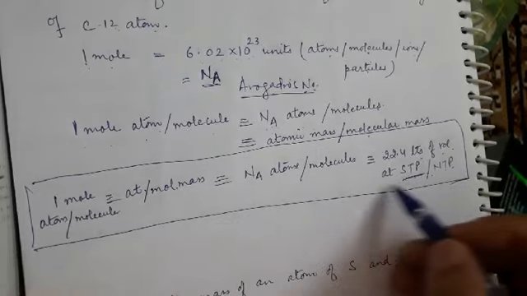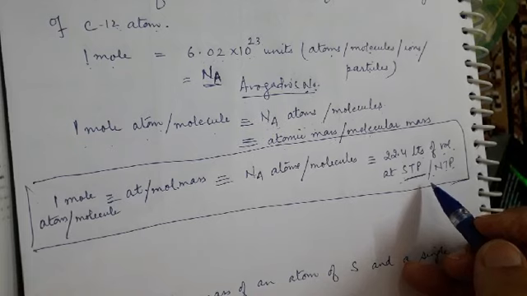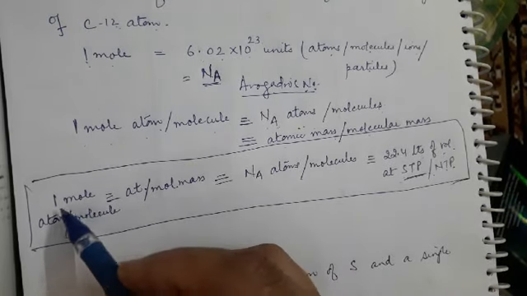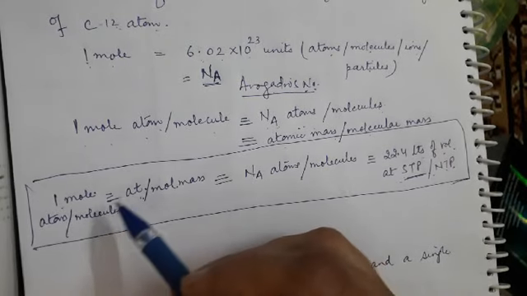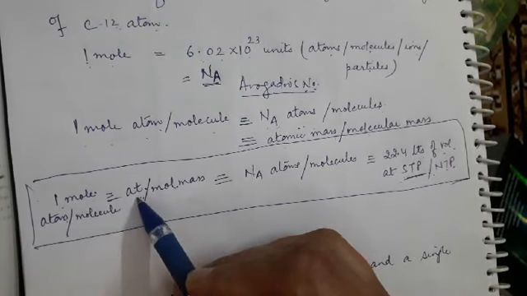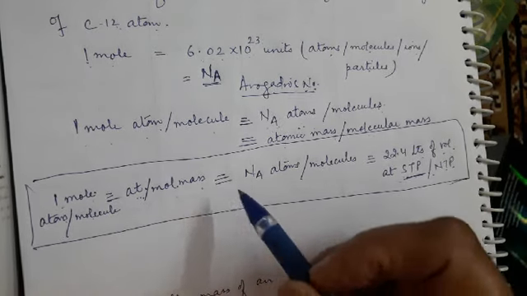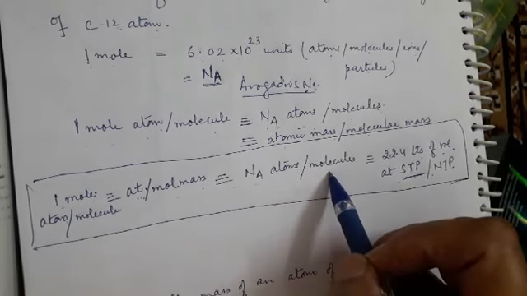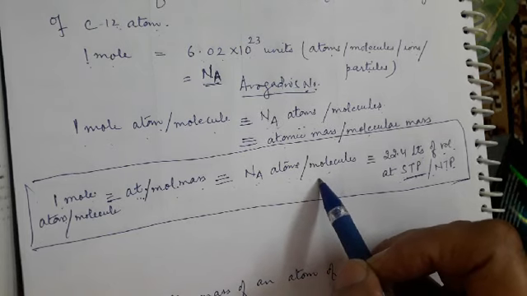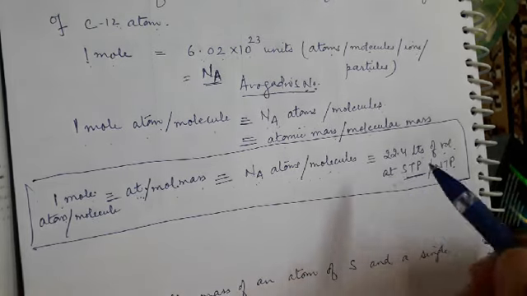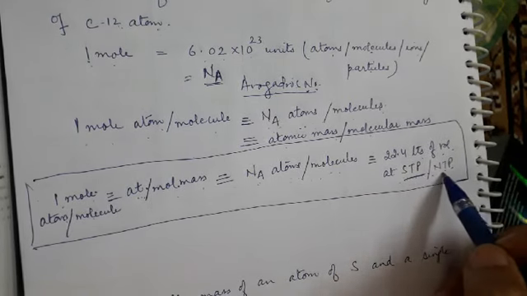This is the key of all our calculations. So please remember this formula. This is for your reference. Again I am repeating. 1 mole atom will be equal to atomic mass, 1 mole molecule will be equal to molecular mass, and it will contain NA atoms or NA molecules, that is 6.02 into 10 to the power 23 atoms or molecules, and they will occupy 22.4 liters of volume at STP.